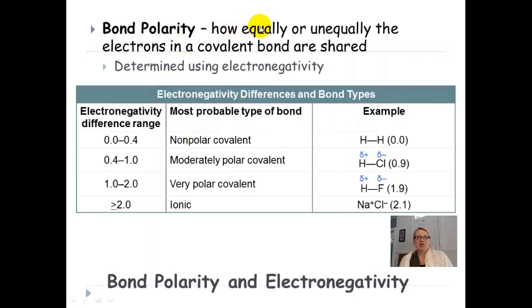Bond polarity tells you how equally or unequally the electrons in a covalent bond are shared. Remember, if one atom has a very high electronegativity, it's going to pull harder on the electrons than the other. So if you subtract electronegativities and you get between 0 and 0.4, you have a nonpolar covalent bond. If you get between 0.4 and 1, you have a moderately polar covalent bond, for example, HCl. If you get between 1 and 2, you have a very polar covalent bond, for example, HF. And if you get above 2, you have an ionic compound because one atom will completely strip the other of electrons.